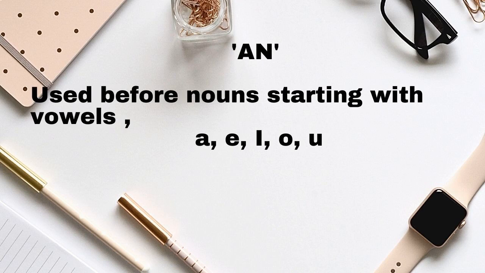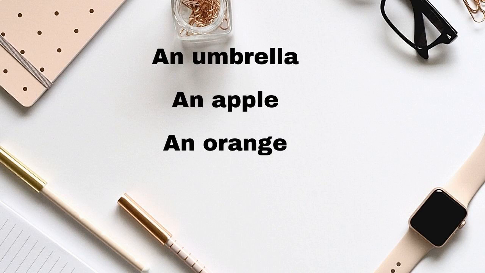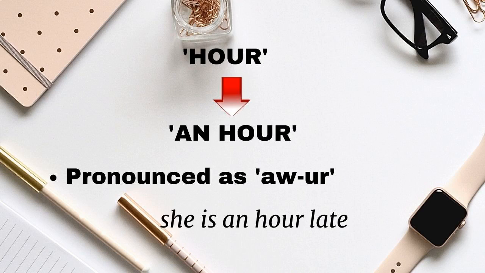The article an is used before nouns starting with vowels. An umbrella, an apple. But in the case of words like hour, we add the article an before it. Even if the starting letter is a consonant here, the H is silent and therefore it is pronounced like a vowel. She is an hour late.